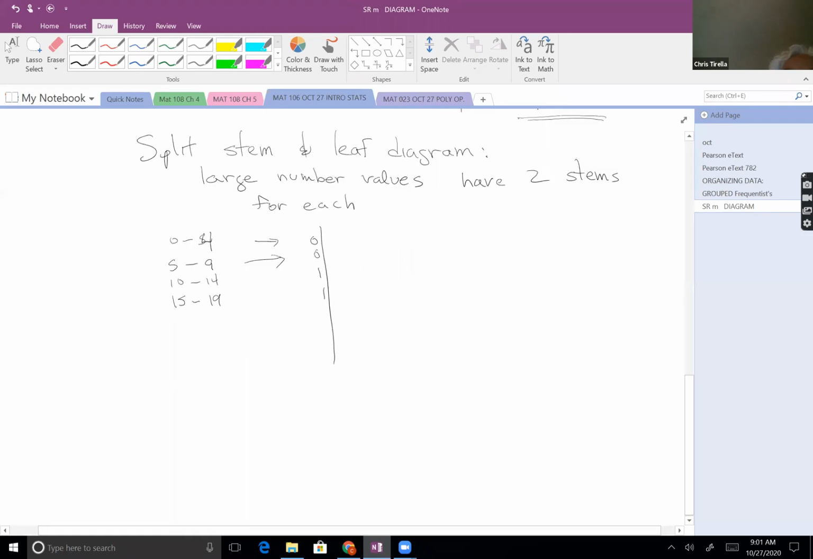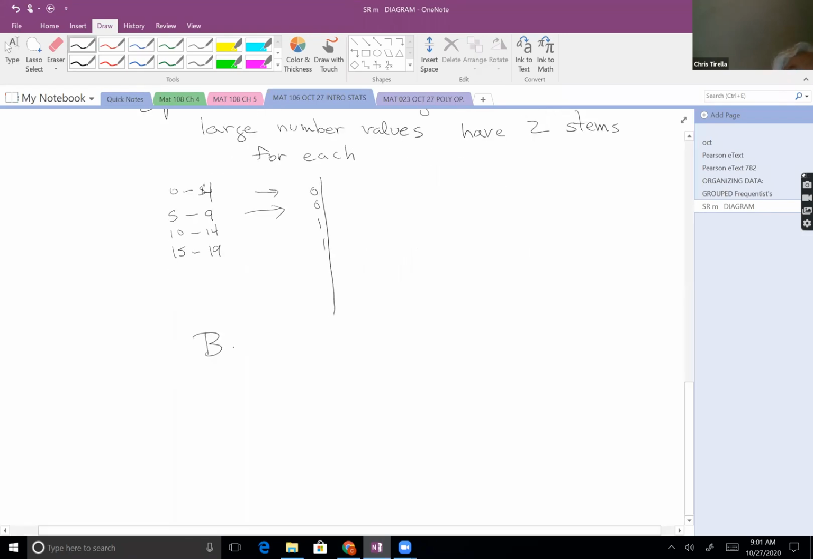Another thing you sometimes see is called a back-to-back stem and leaf diagram, that I might use to compare populations.